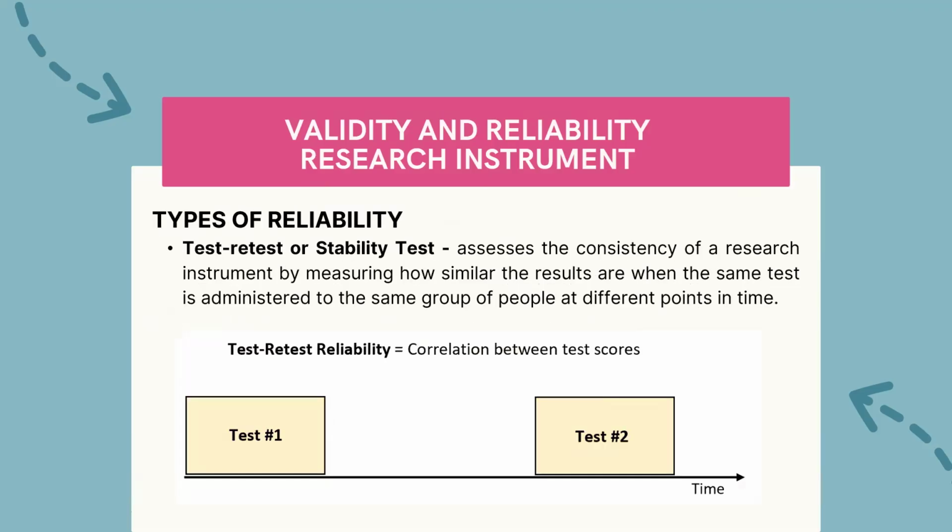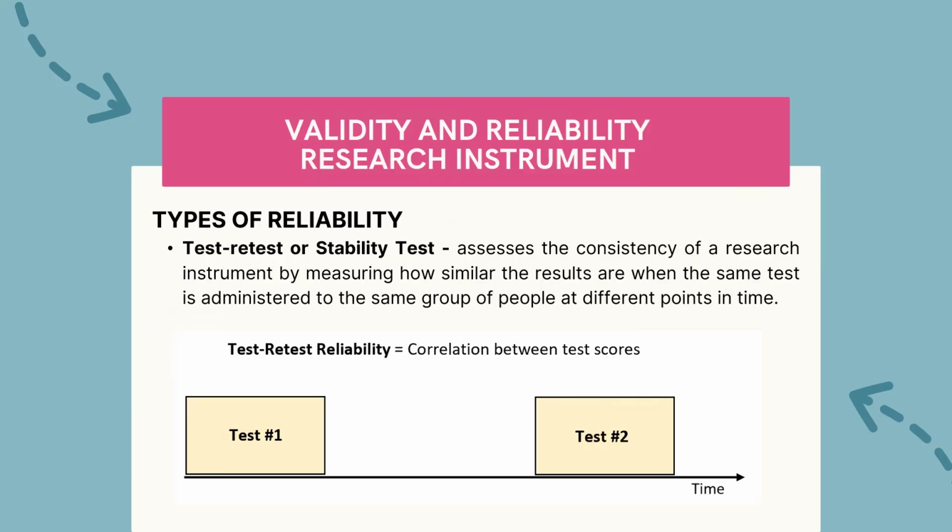And to continue, we have different types of reliability. First, we have the test-retest, or the stability test, which assesses the consistency of a research instrument by measuring how similar the results are when the same test is administered to the same group of people at different points in time.